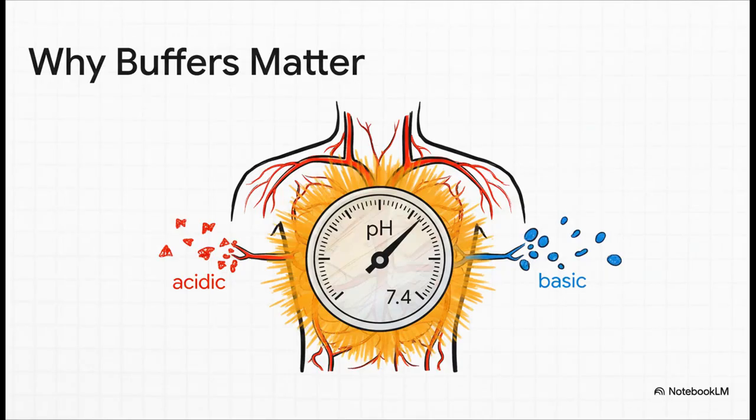So why should you care about this? Well, here's why. You are alive right this second because of a buffer. Your blood is an incredibly fine-tuned buffer solution that works around the clock to keep its pH locked in right around 7.4. If that number changed even a tiny bit, critical systems would fail. So yeah, buffers are literally a matter of life and death.